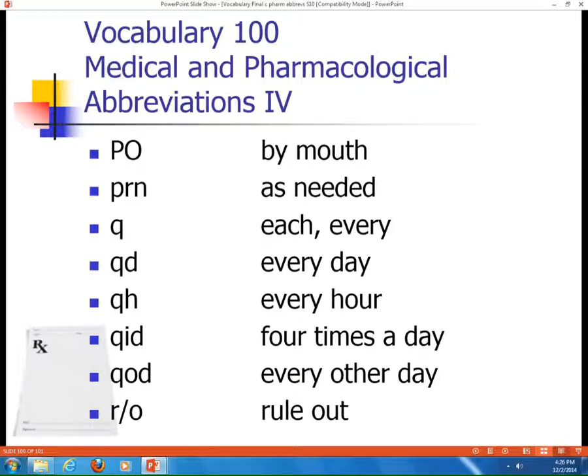Q is each or every. QD, every day. QH, every hour. And QID, 4 times a day. So there the Q doesn't mean each or every.